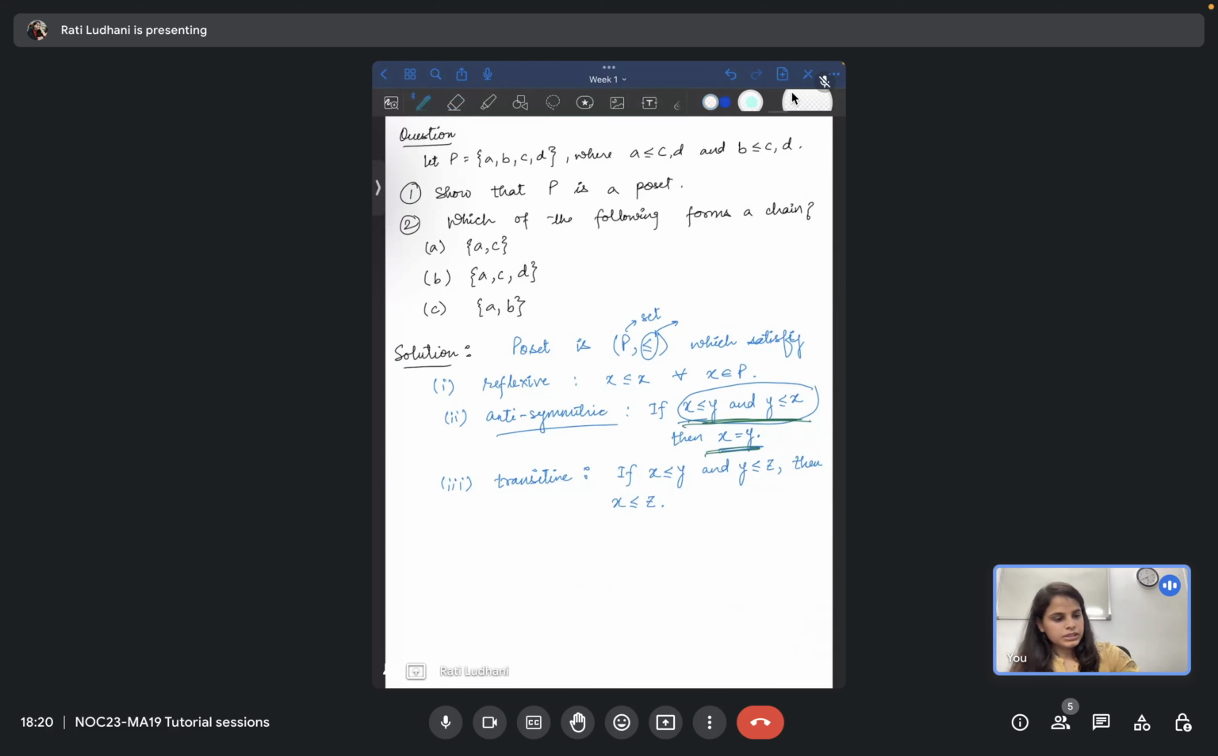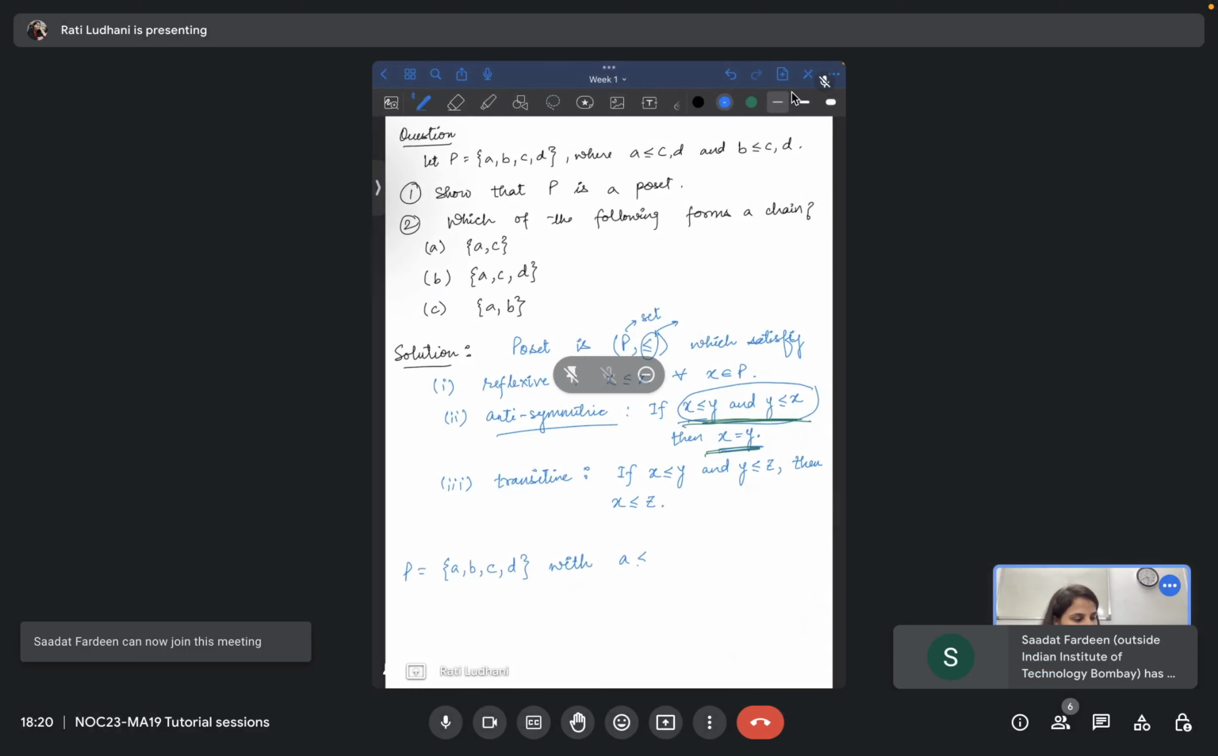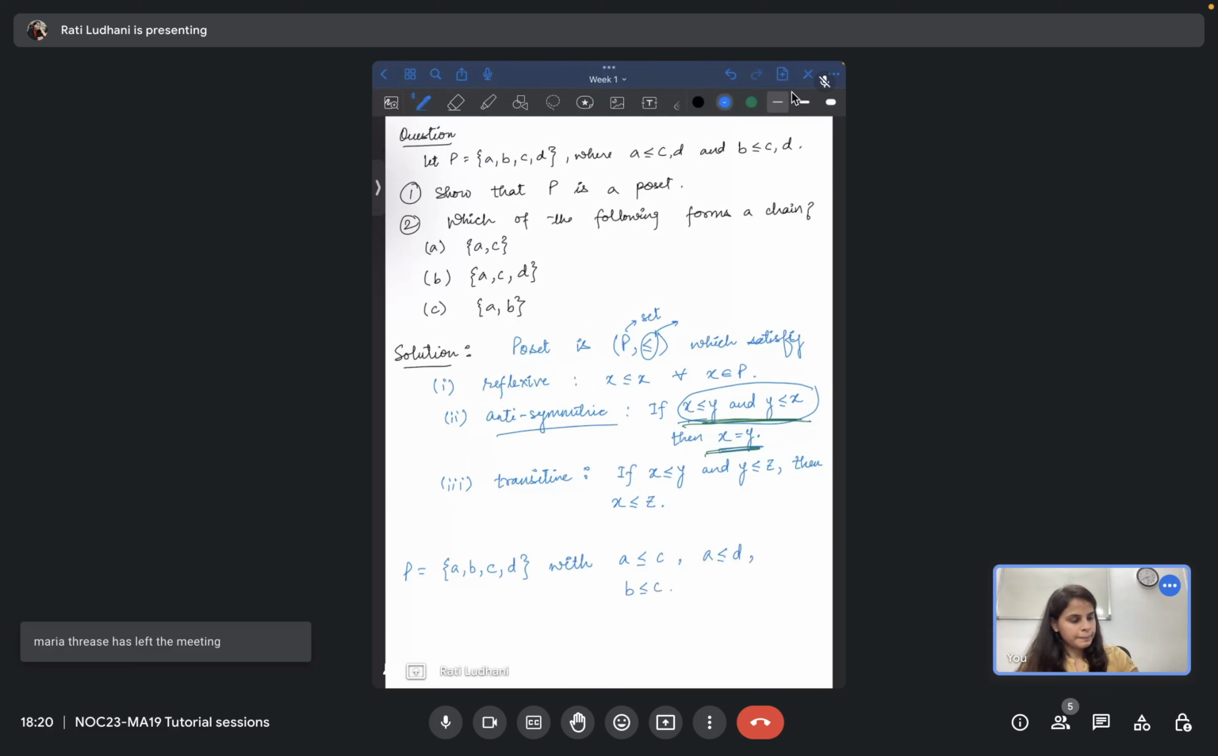Okay, so let's see what is happening in our question. So P is given to be A B C D. Your poset is A B C D, the set, with the relations A is less than or equal to C comma D. That means four relations are given. B is less than or equal to D. So let's see if this is a poset or not.